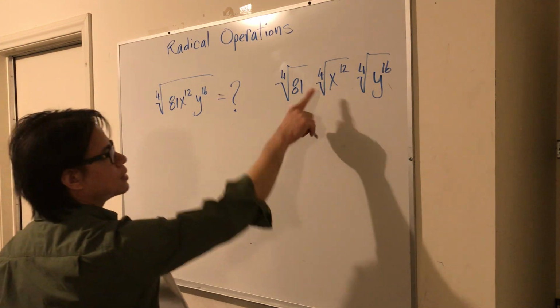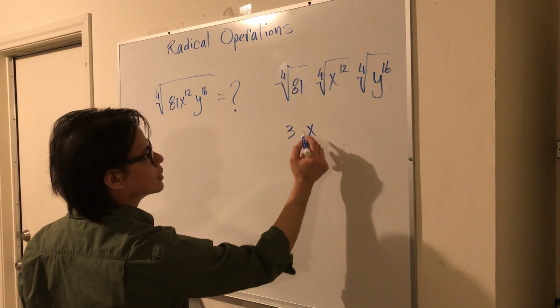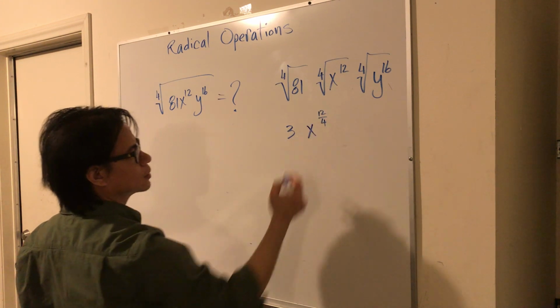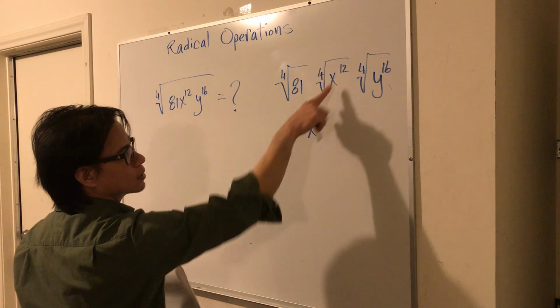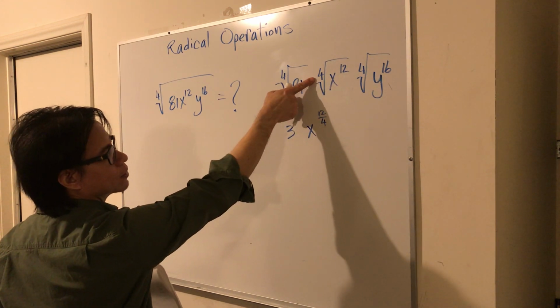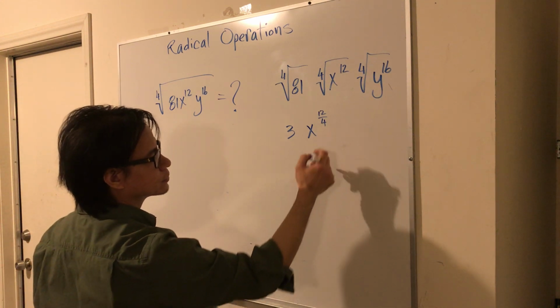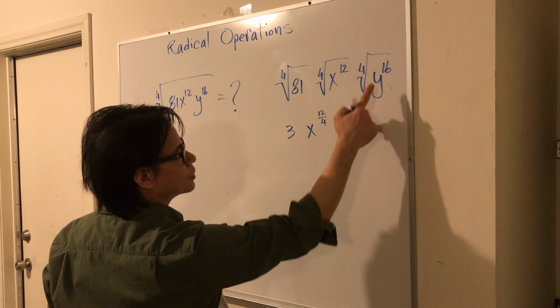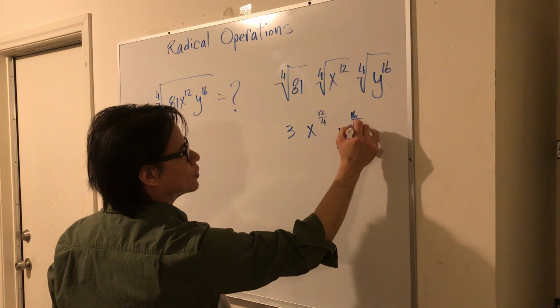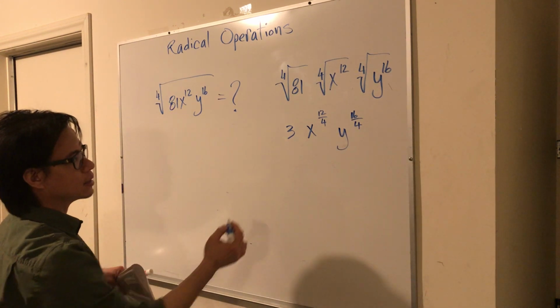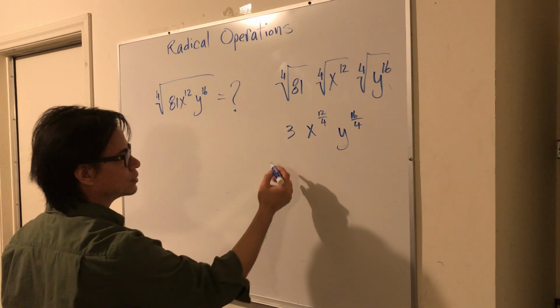Okay. Now for this one here, we're going to write it as x to the 12 over 4. So the exponent goes on top, the 4th root comes on the bottom as the denominator, and then you have y to the 16 over 4. Okay, looks a lot cleaner than the previous way to solve this.